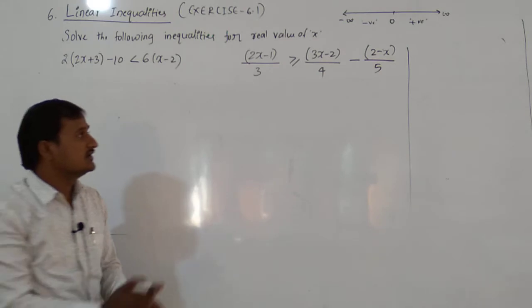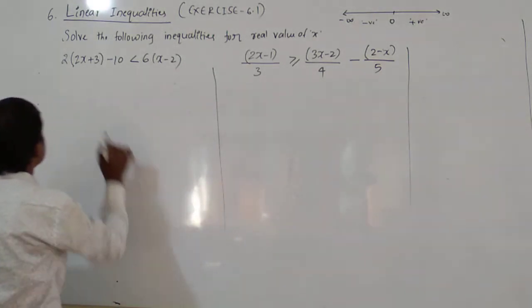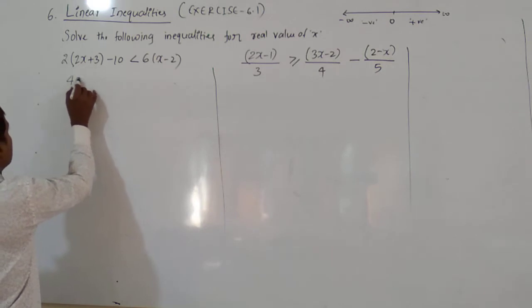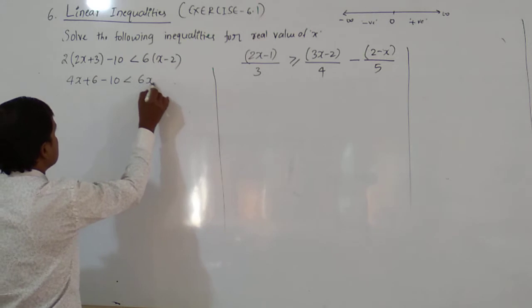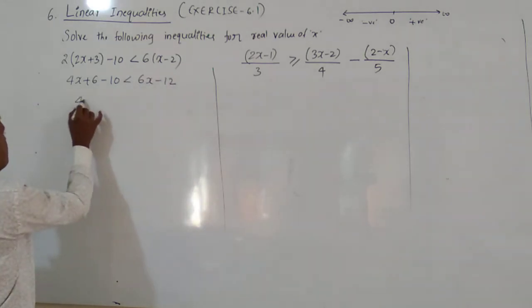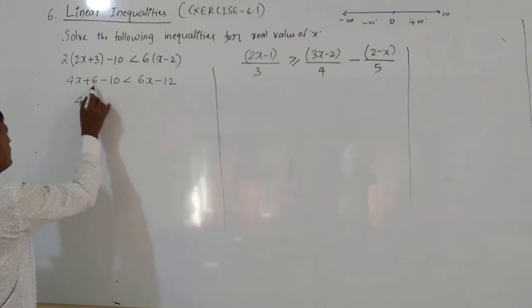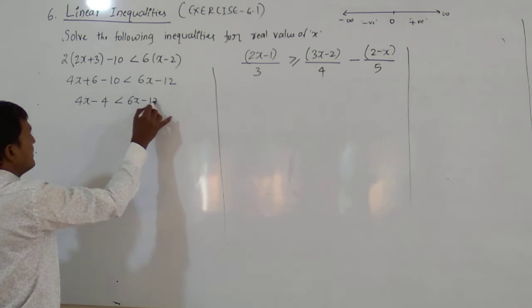Okay, next. Here again, same. I will multiply this one. So clearly 4x plus 6 minus 10, which is less than 6x minus 12. So this is 4x plus 6 minus 10, that is 4x minus 4, which is less than 6x minus 12 as it is.